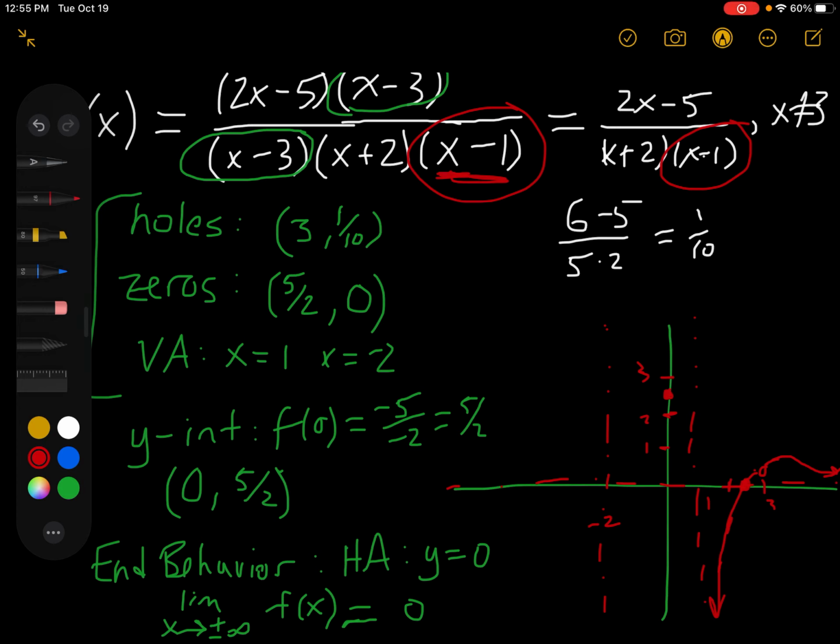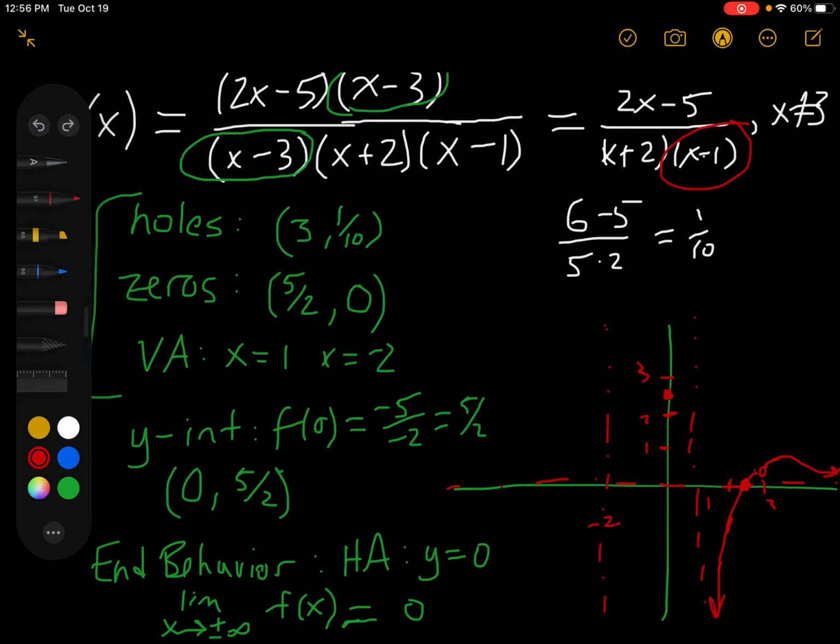When I switch over to 1.001, 1.001 minus 1 is positive. So I'm going to have a sign change when I cross x equals 1. The entire sign of this thing is going to change. This is the only factor that will change signs when I cross x equals 1, and it will change signs.